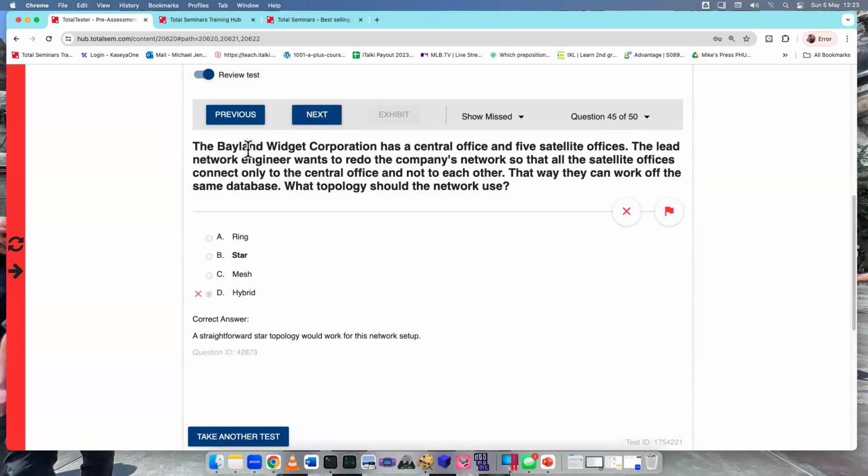Okay, Balen Widget Corporation has a central office and 5 satellites. I remember this one. It talked about topologies, so topologies are on the exam. They all want to connect to the central office. I kind of think of the central office in the middle, and I drew a map like a star around it, and then connecting together. So I thought that looked more like a star, but hybrid would be the correct answer, because they're all connecting in the middle, kind of like a pizza, but without the crust. You know what I mean? Okay, next.